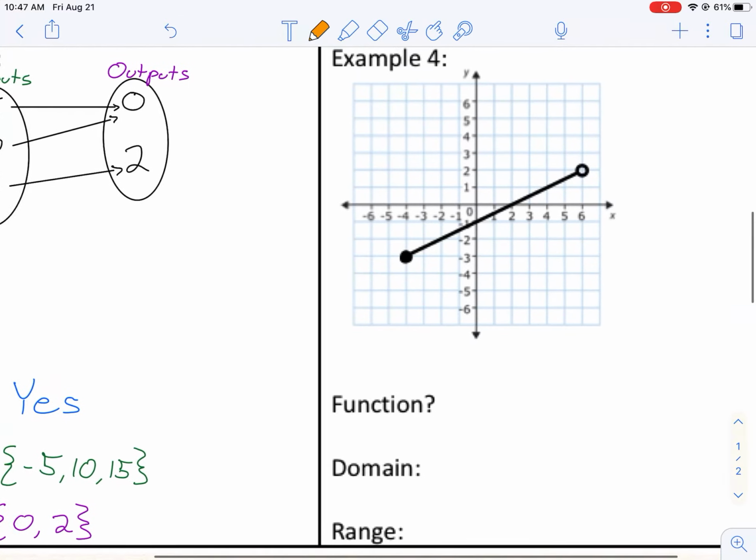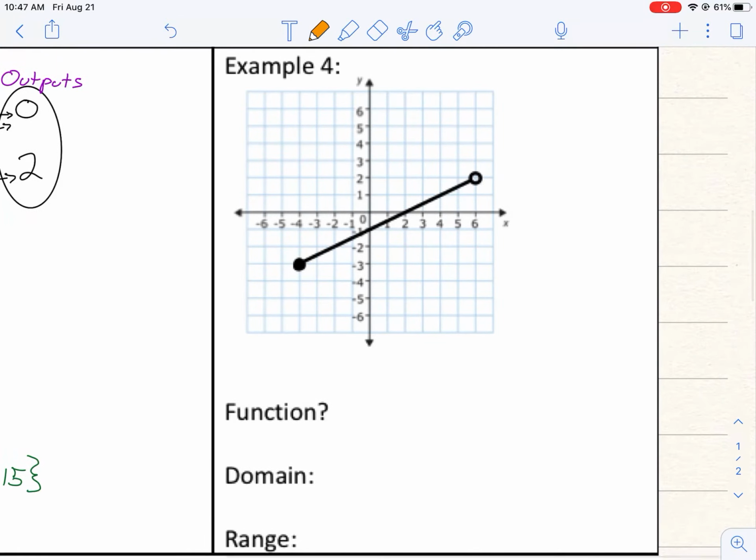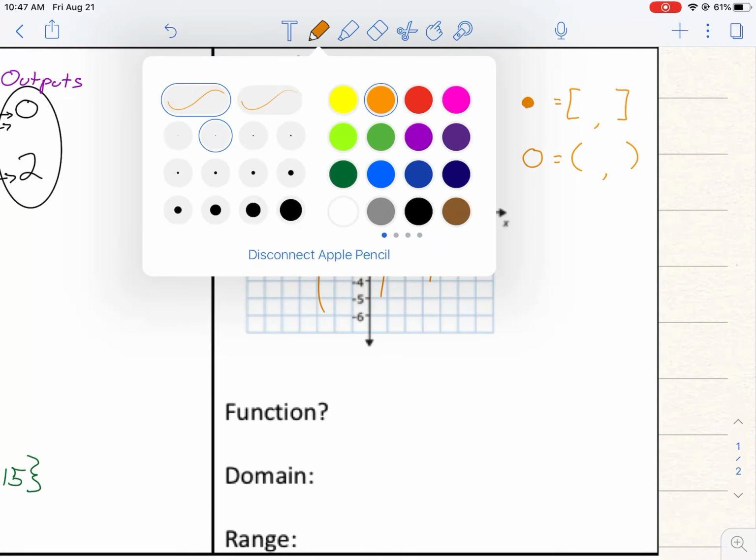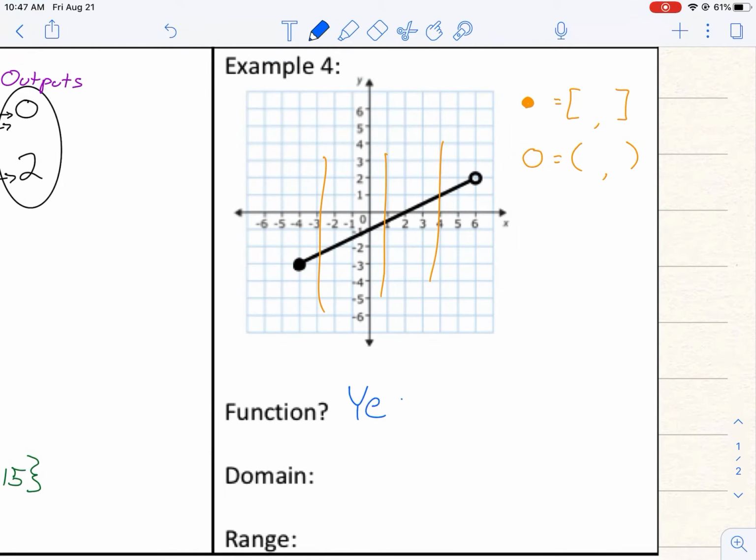This last example here, example number 4, this graph, one important note to make first, if you have closed dots, remember this from summer school, those are going to result with the brackets. So you'd have to have a bracket on the end of it. And then for an open circle, that's when you use the parentheses. So we'll look at that example here. Now, function yes or no, you draw the vertical lines here and notice that it's not touching more than once. So this is a function.